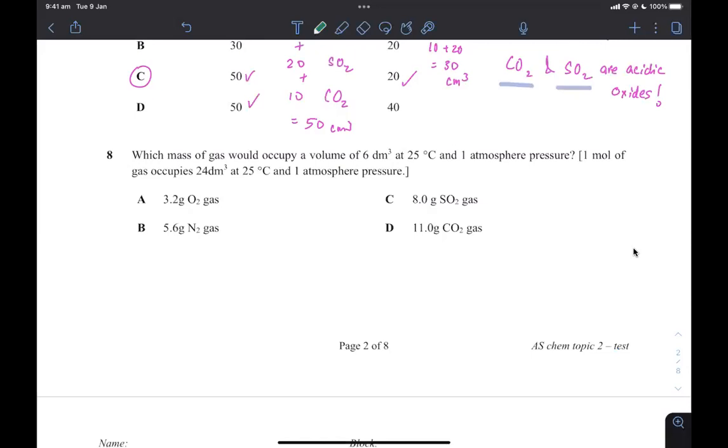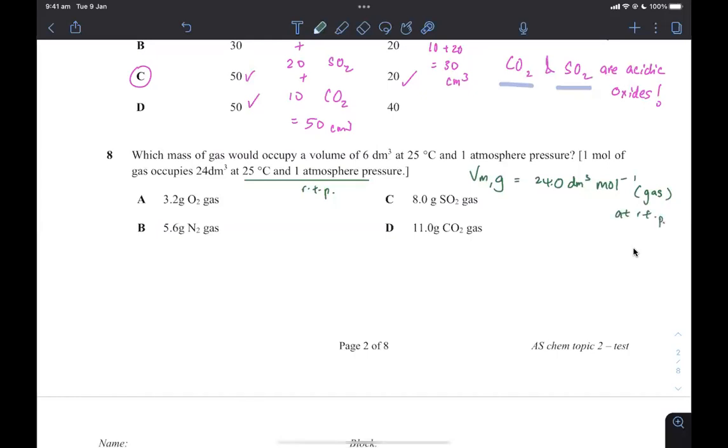Let's see. This one is room temperature and pressure, right? We know even from your data booklet, in your table, they tell you that this is 24.0 dm cube per mole of the gas. This is per mole of one gas. 1 mole of any gas occupies this much volume at room temperature and pressure.